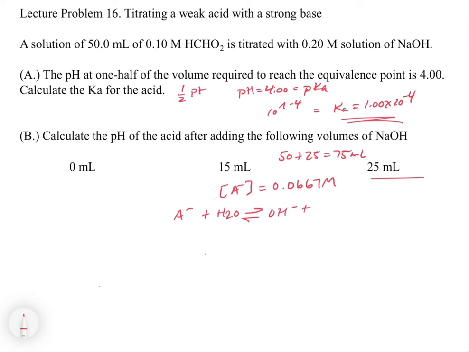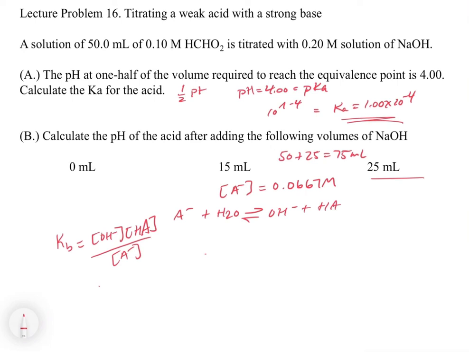This A minus in water is going to react with water to make OH minus and some HA. So I can write that Kb in this case, because it's a base, is going to be my concentration of OH minus times my concentration of HA divided by my concentration of A minus.